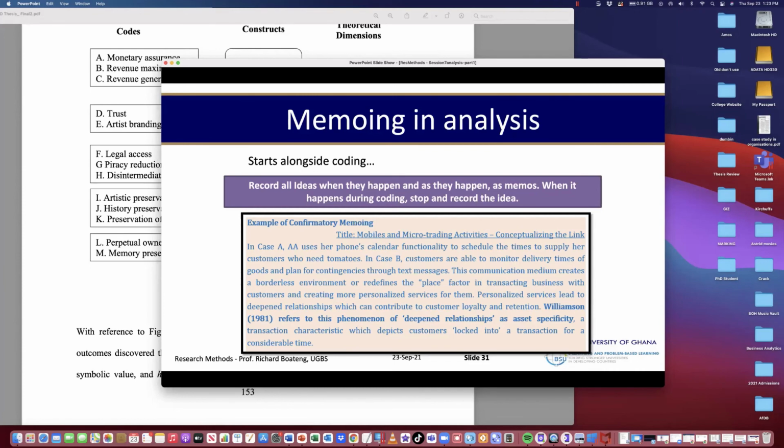This phenomenon of deepened relationship is asset specificity, a transaction characteristic which depicts customers locked into a transaction for a considerable time. So I looked at the transaction cost theory, and Williamson talked about that as a point in time where the relationship between the parties or customers and the providers or the firms who are providing services to them becomes a deepened relationship. It means that they are locked into the relationship or into the transaction for a considerable time. And that phenomenon of deepened relationship is known as asset specificity.